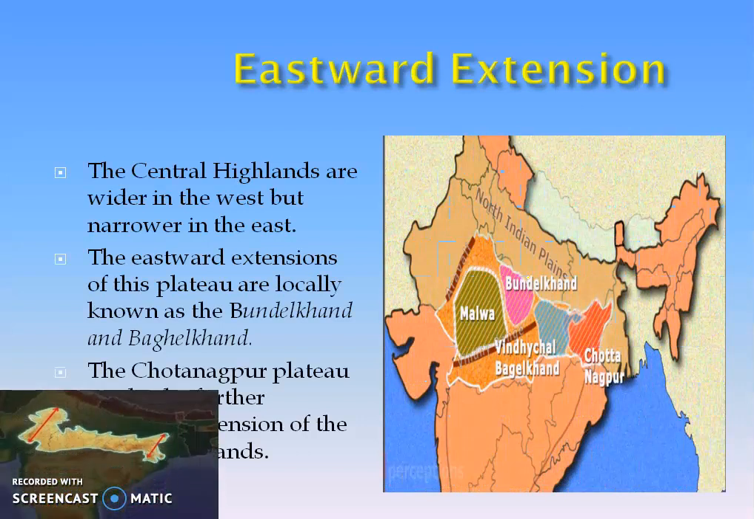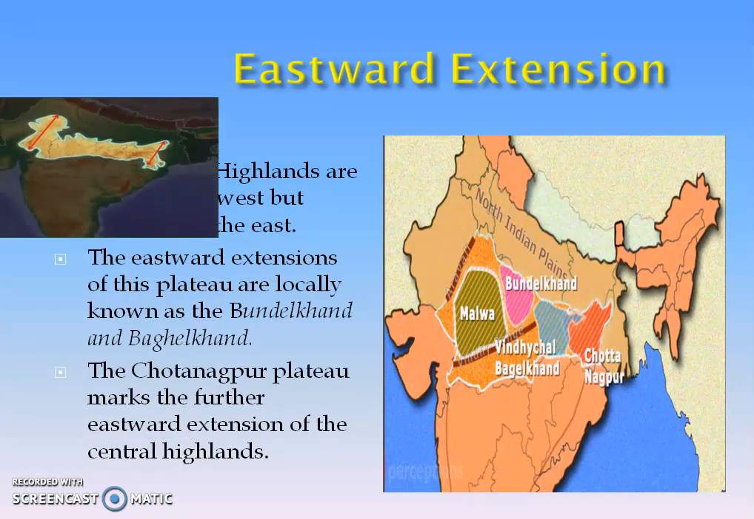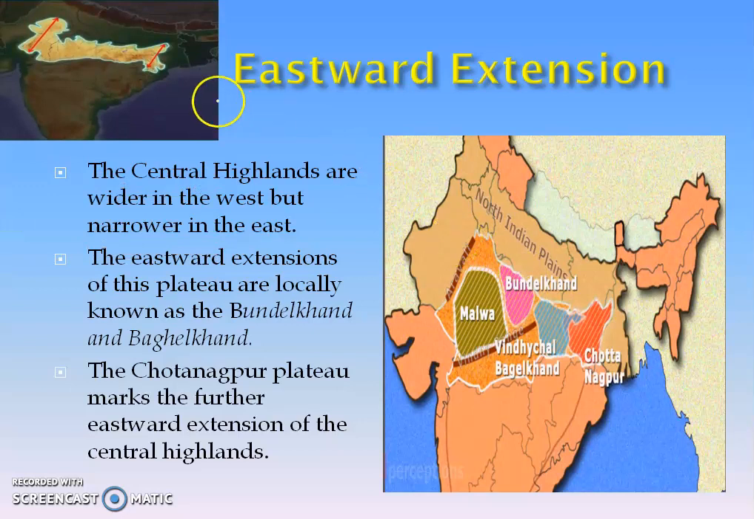Now, let's see the layout of the Central Highland. Look at this diagram carefully. You will find that the western part of the Central Highland is broad and the eastern part of the Central Highland is narrow. Now let's see its eastward extension. The eastward extension of the Central Highland is locally known as Bundelkhand and Baghelkhand.